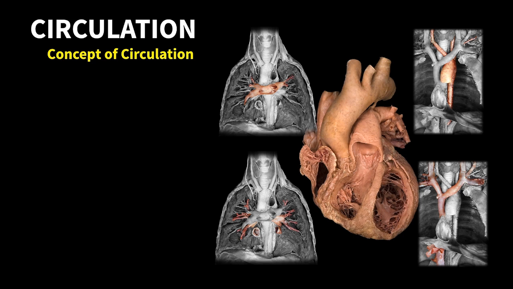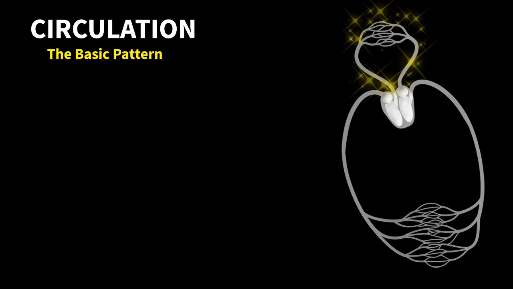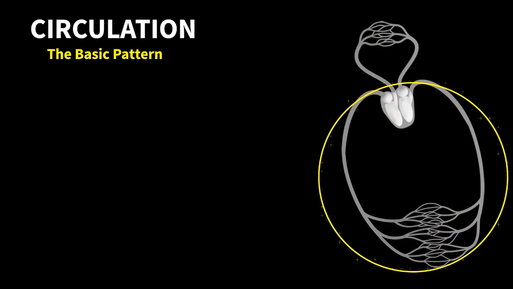Now let's take it a step further and explore a simple schematic to get an even better understanding of the basic pattern underlying this process. This illustration represents the circulatory system. It depicts the dual heart pump, the pulmonary vessels or circuit, and the systemic vessels or circuit.